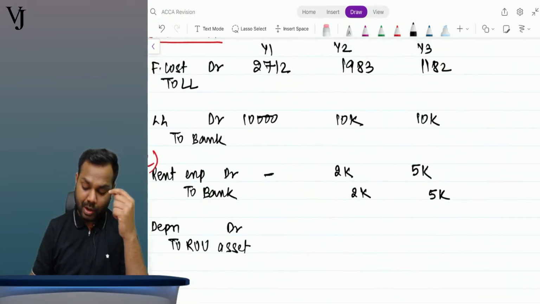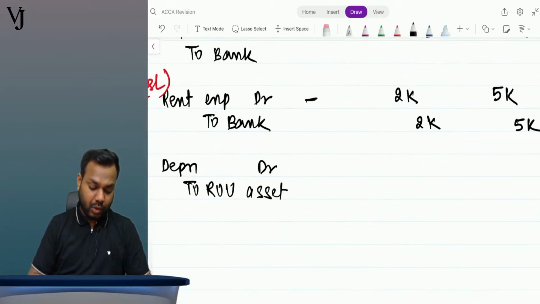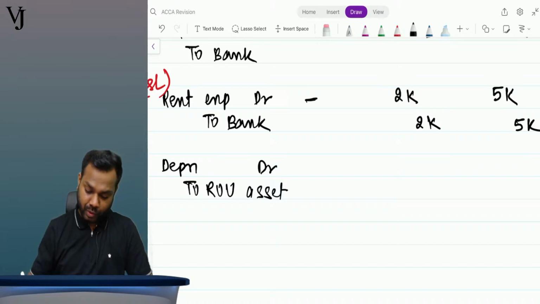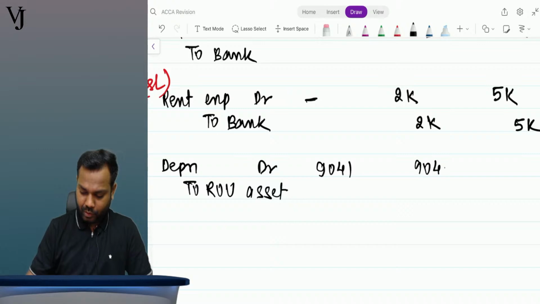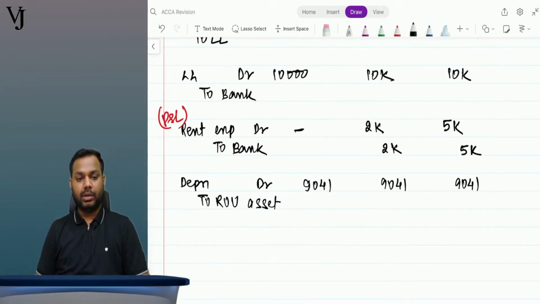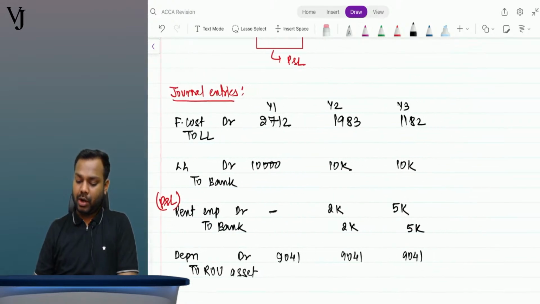Now depreciation to ROU will be how much? 27122 divided by 3 is equal to 9041. 9041, 9041 and 9041. Done. So this is how I will record it.